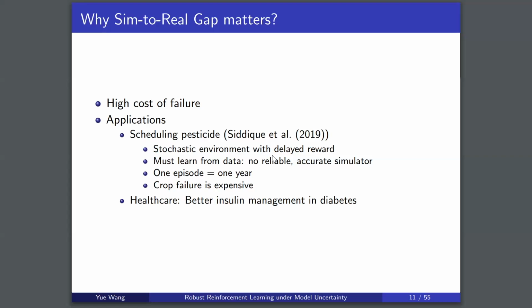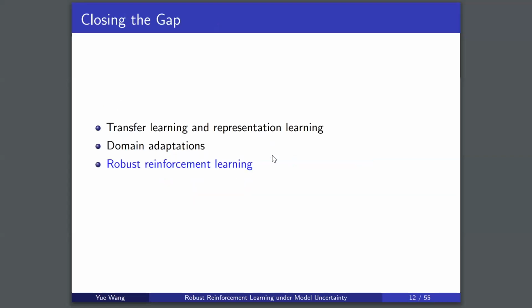The consequences of the sim to real gap can be more critical or dangerous in many other areas. For example, in healthcare, if we want to train an AI agent to get better insulin management in diabetes, the situations are different for different patients. And of course, we need to handle this sim to real gap properly. Otherwise, it may lead to some dangerous consequences. So it is very important for us to close this sim to real gap.